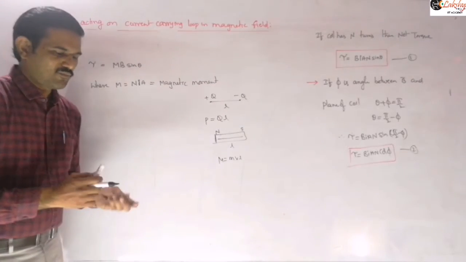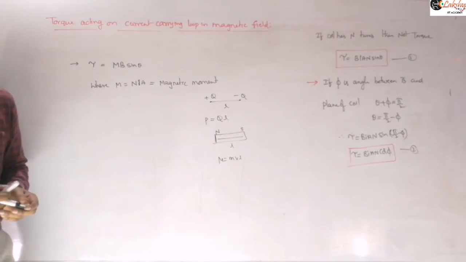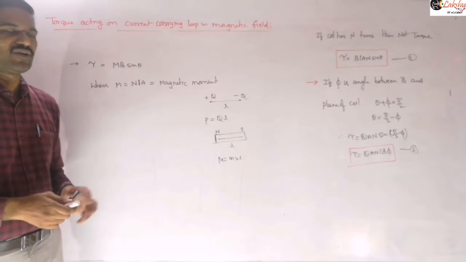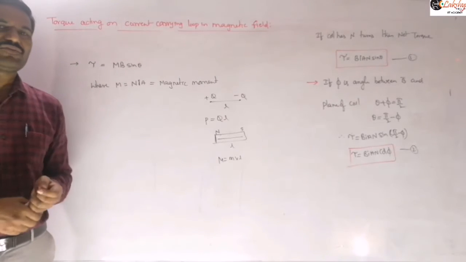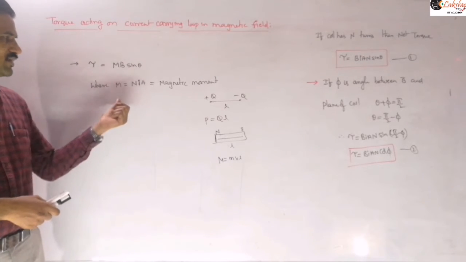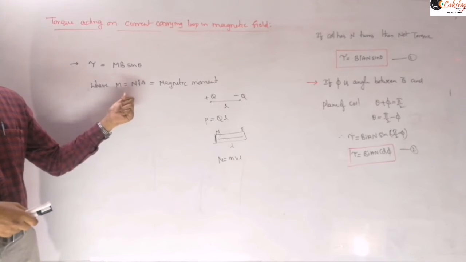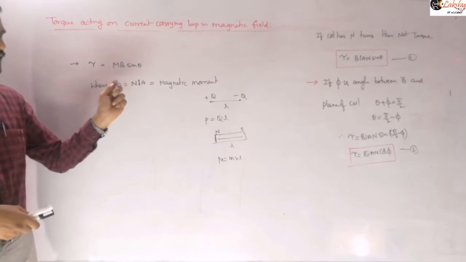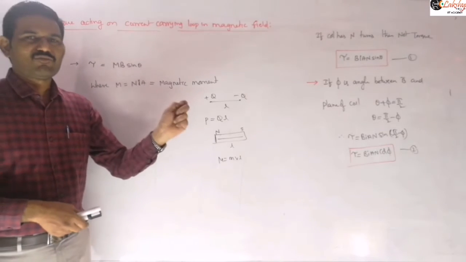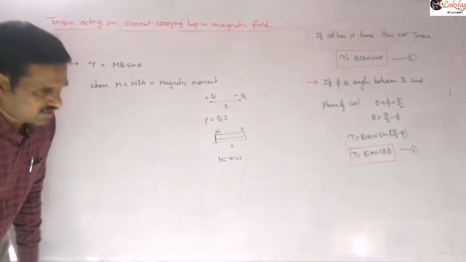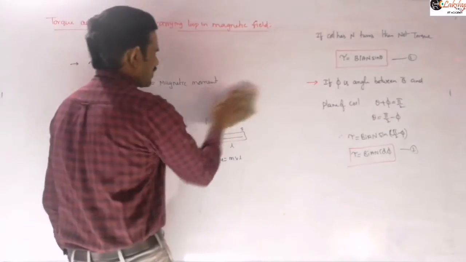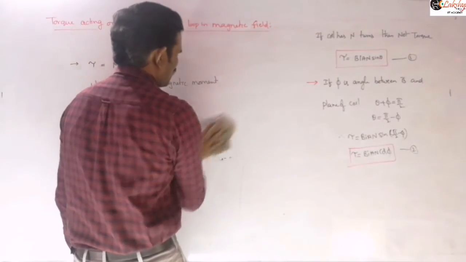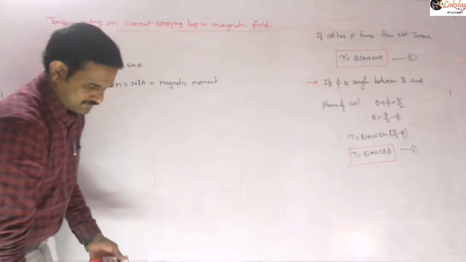Here we are discussing a current carrying conductor. A current carrying conductor also produces a magnetic field, and that magnetic moment is given by this expression here. So NIA will represent the magnetic moment of the current carrying coil. It is a vector quantity, similar to the dipole moment, which is a vector quantity.